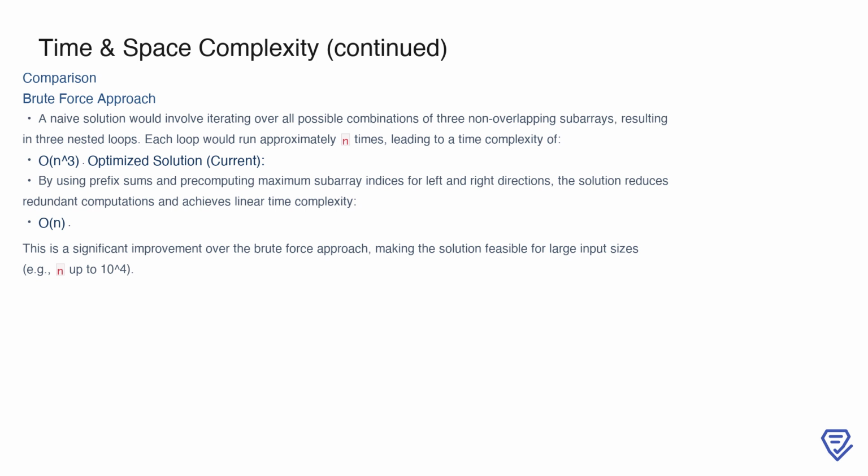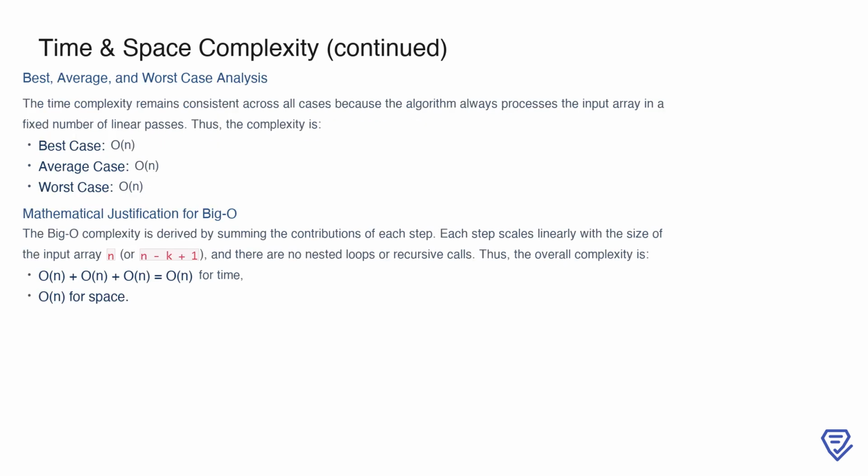This dramatic improvement makes the solution efficient and suitable for input sizes as large as 10^4. We can now analyze the time complexity across different scenarios. Regardless of the input, the algorithm always processes the array in a fixed number of linear passes. This means that the time complexity remains O(n) in the best, average, and worst cases. The consistency comes from the fact that the input size n directly determines the runtime, with no additional factors like nested loops or recursion affecting it.